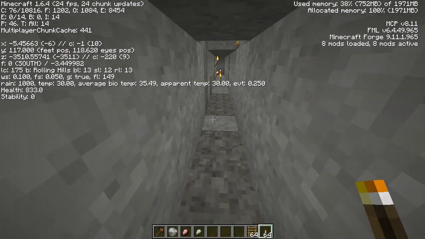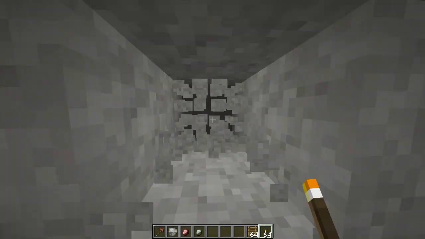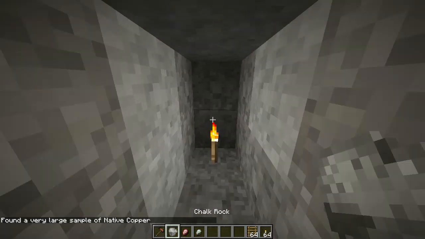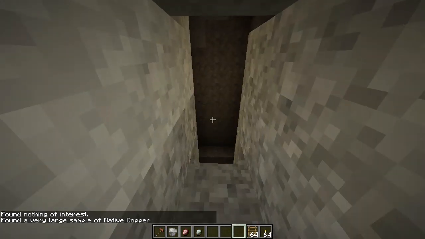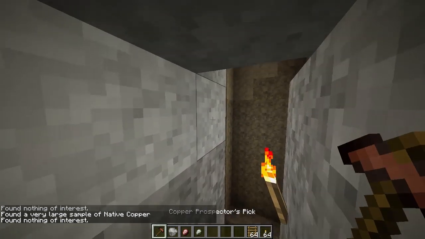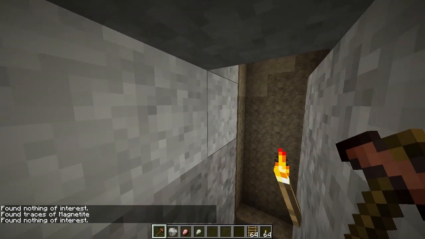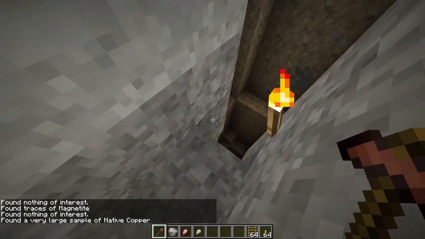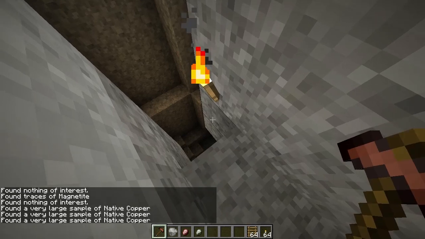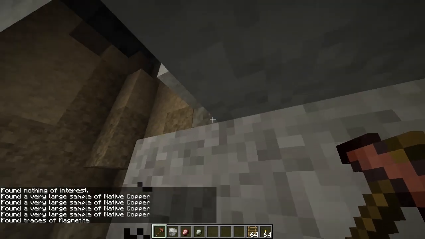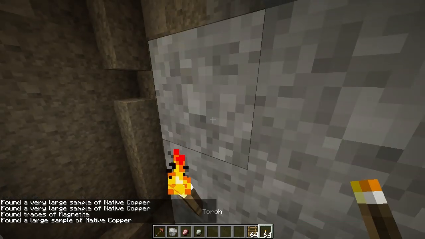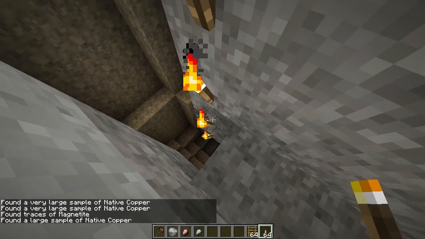So now we're going to do the exact same thing that we did going north and south, but we're going to go east and west. If you happen to hit a cave, that's fine. Just do your readings around, and we see we've got magnetite, but we're still at a very large sample of copper. There we go, large sample. So we know that we're kind of at the edge, so we're just going to call it good here.